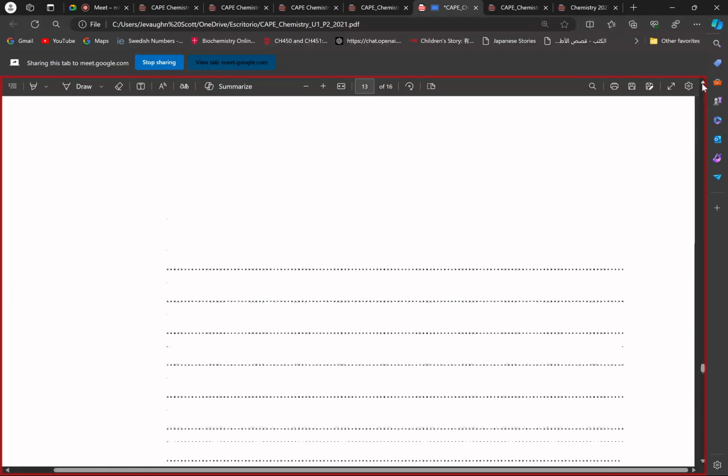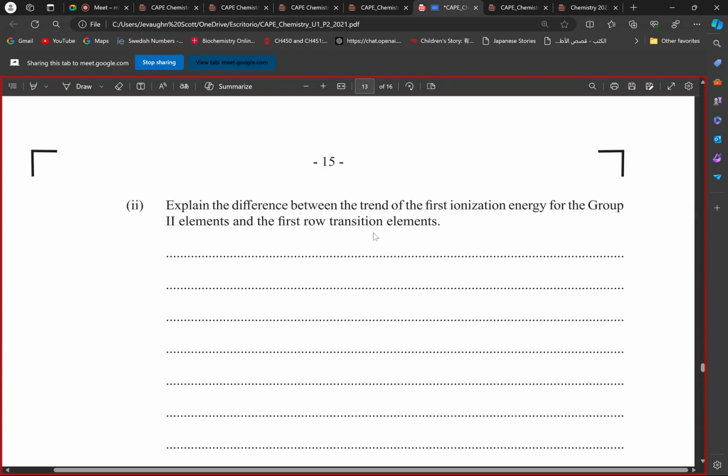All right. So we know that our group 2 metals would have higher ionization energies, or would it have lower ionization energies? Would it be higher or lower? It would be lower, right? What is the difference? If we look at group 2, calcium and so on.